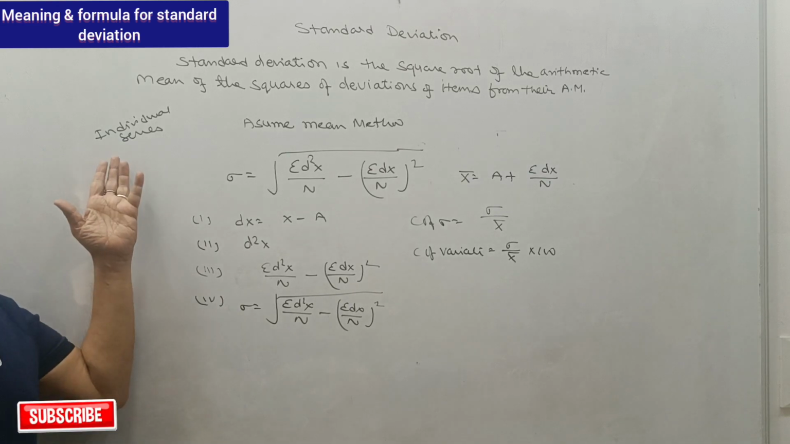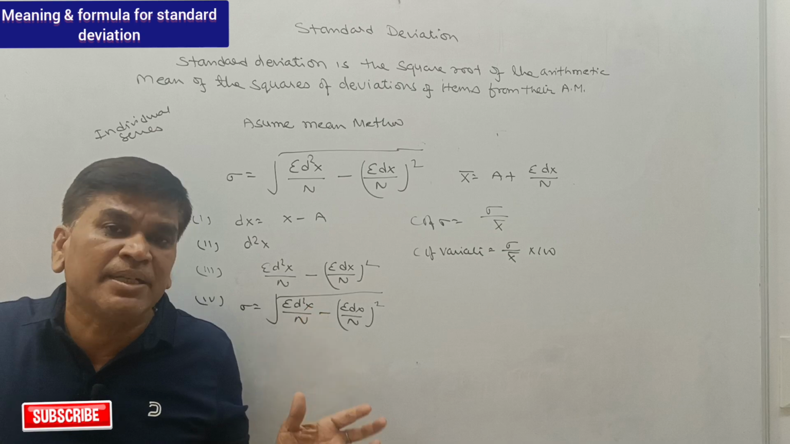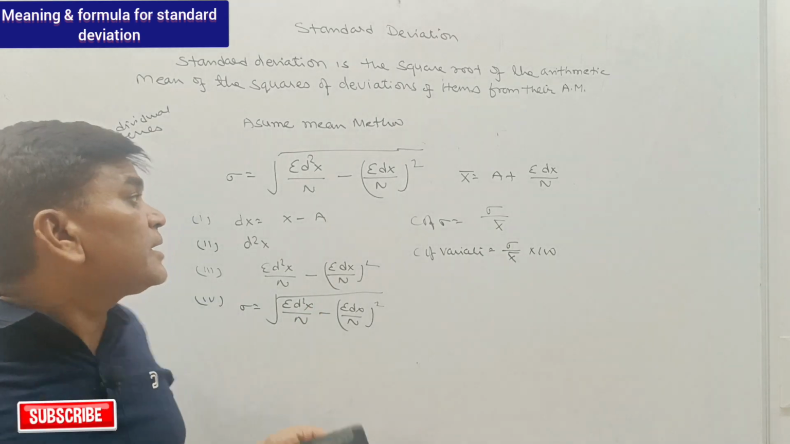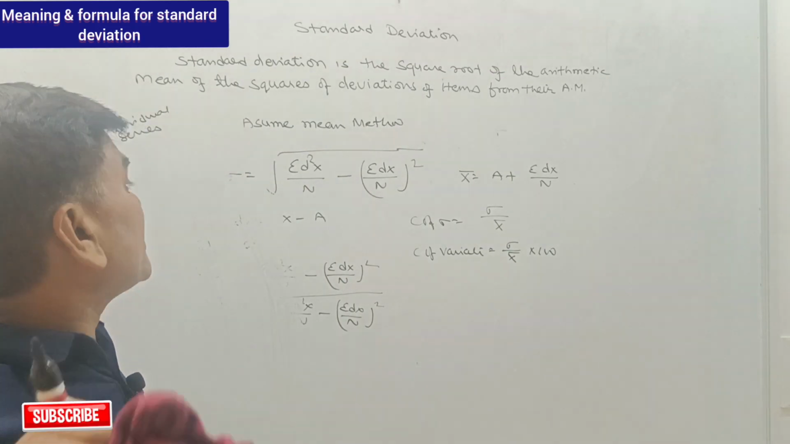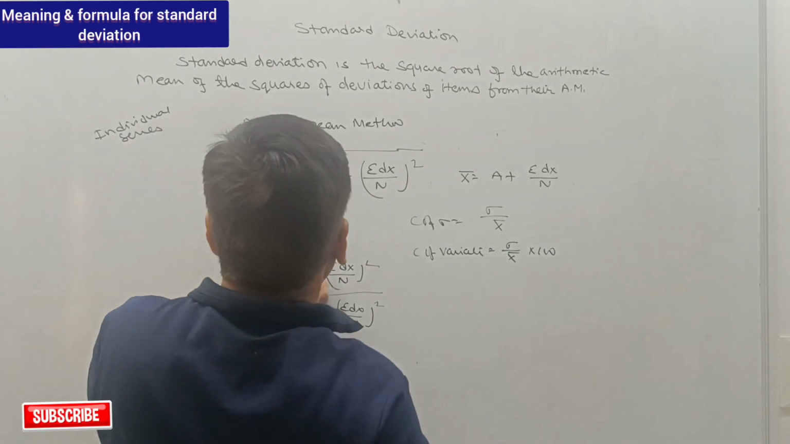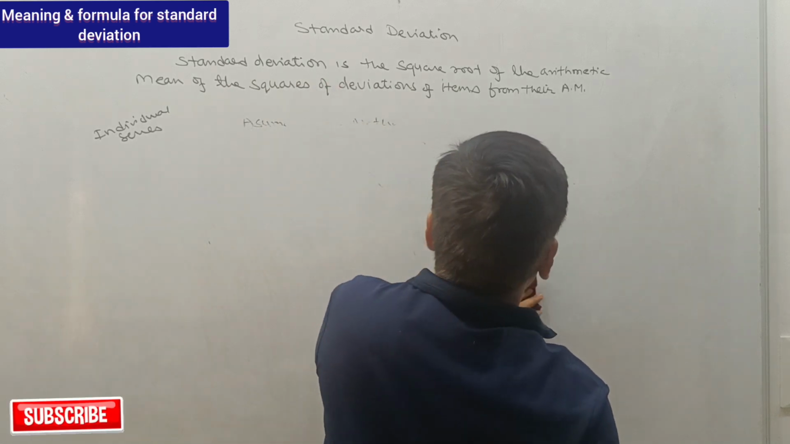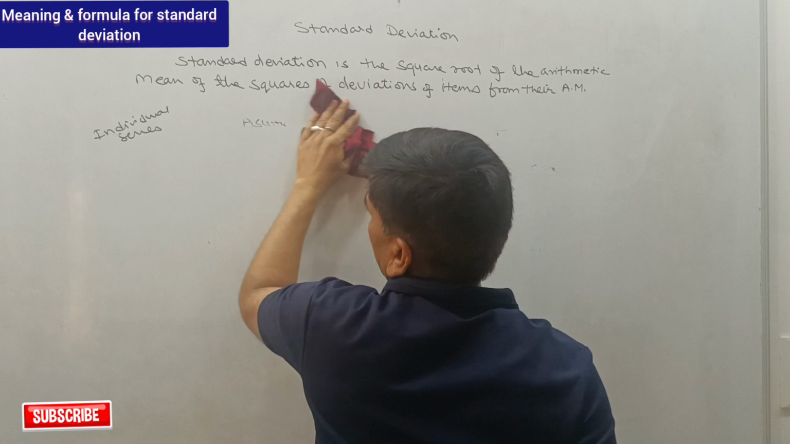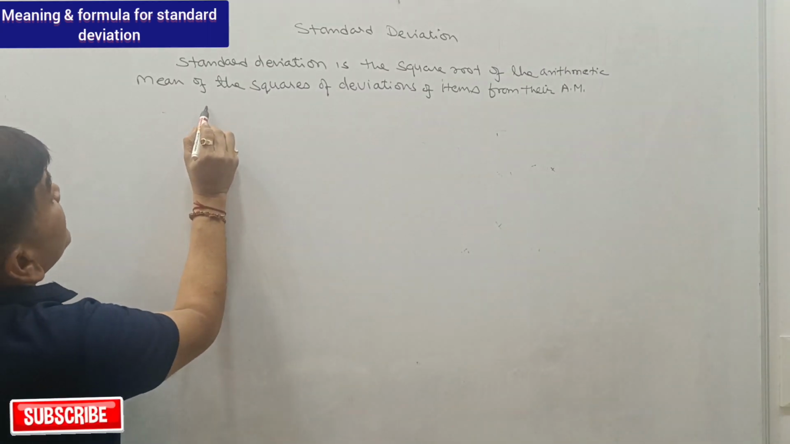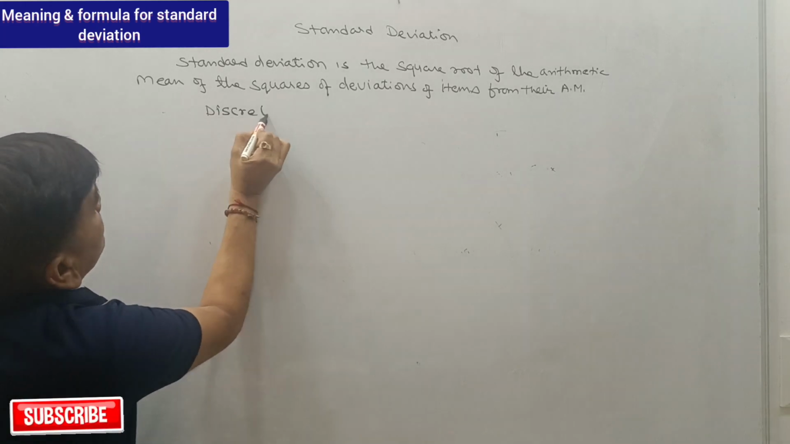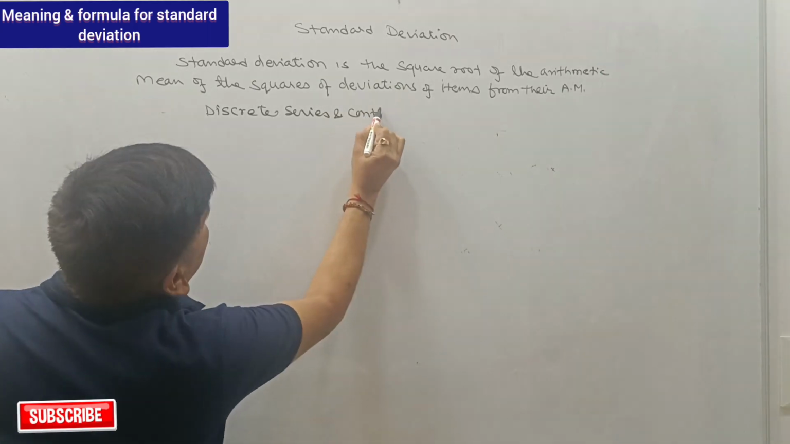So this is the method to calculate the standard deviation for an individual series. We have another kind of series also. Suppose we have a case of a discrete series or continuous series where the frequency is given. How to use the standard deviation in case of discrete series and continuous series, that we will also discuss.